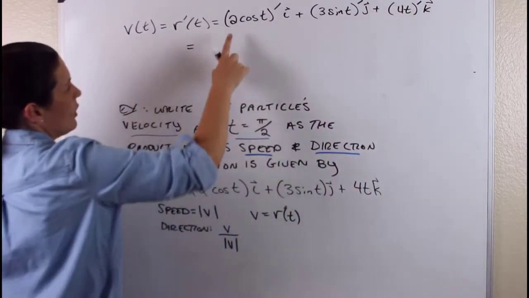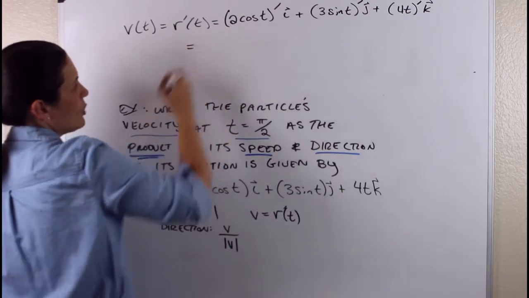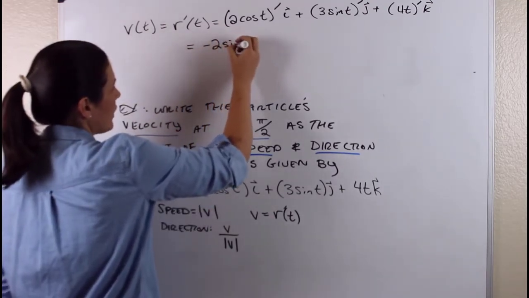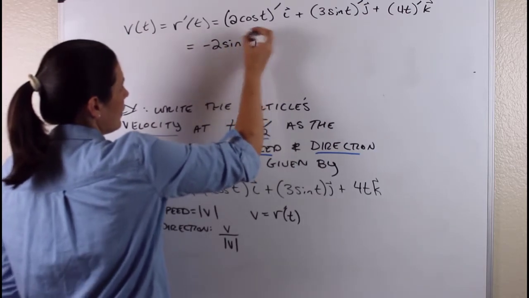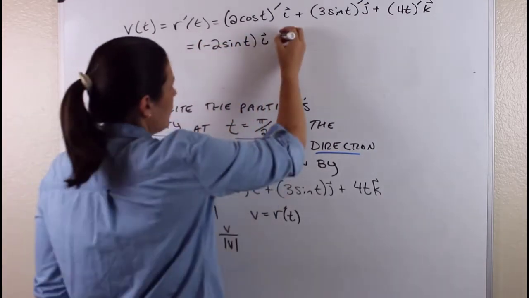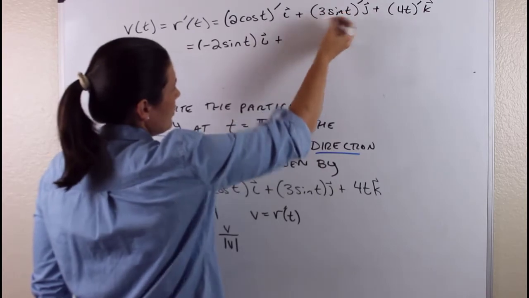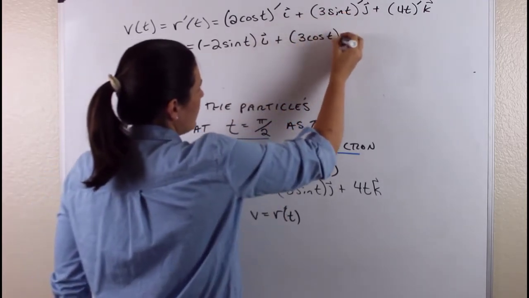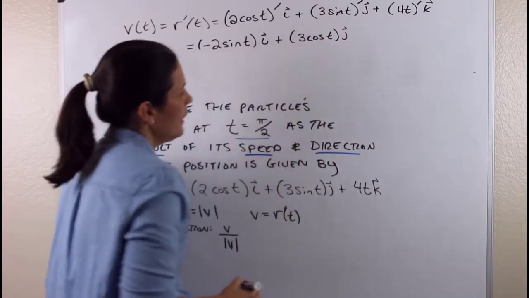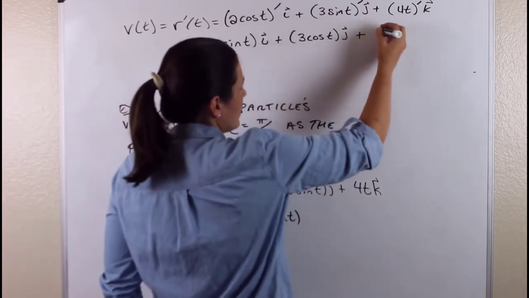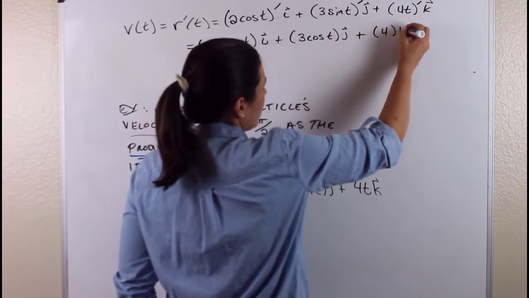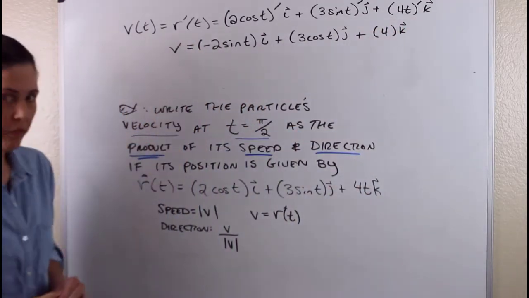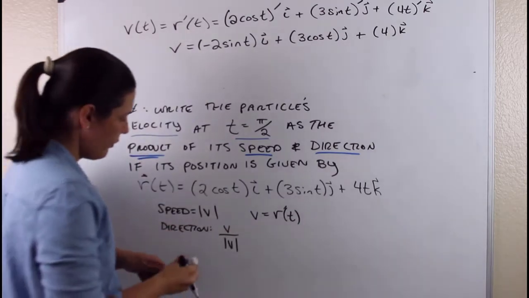Alright, now we'll break it down. 2 cosine t, the derivative of cosine is negative sine t, so this is negative 2 sine t, and this is still the i component. Middle component for j, the derivative of sine t is cosine t, so 3 cosine t, and that's still j. And then the derivative of 4t is just 4. Alright, and this is v. Good, one part's done. We found the derivative.